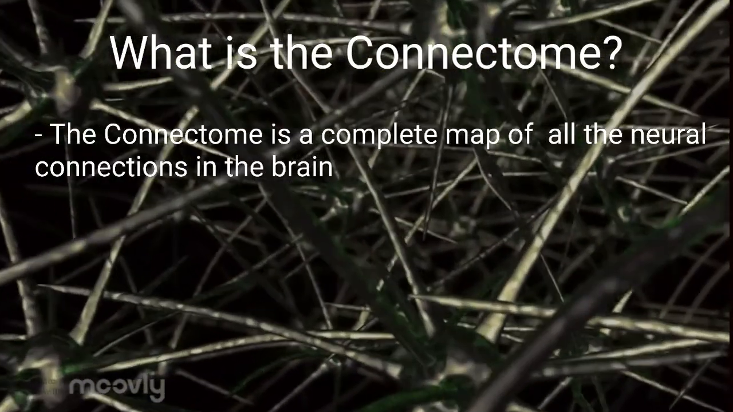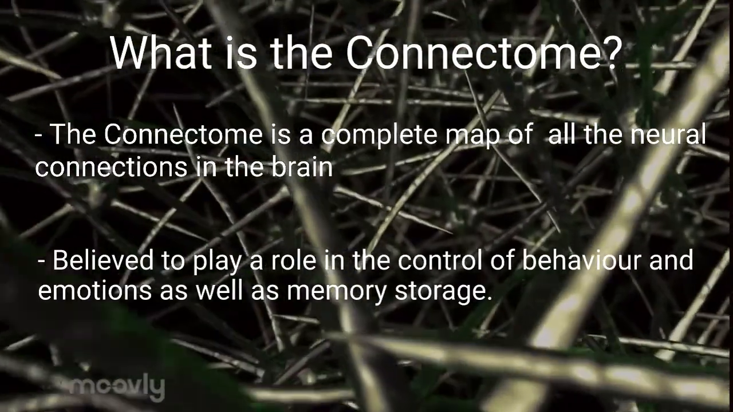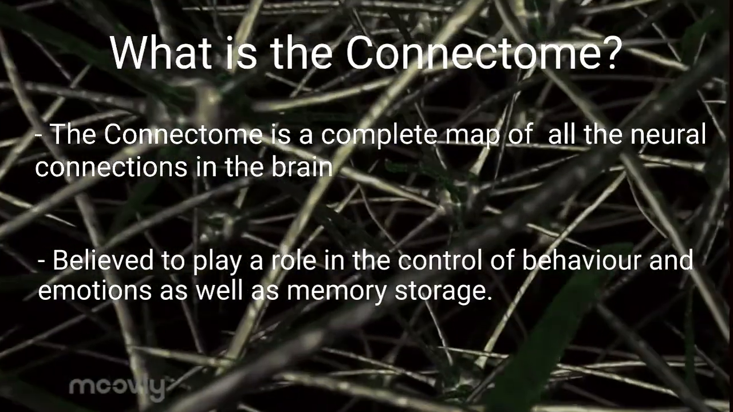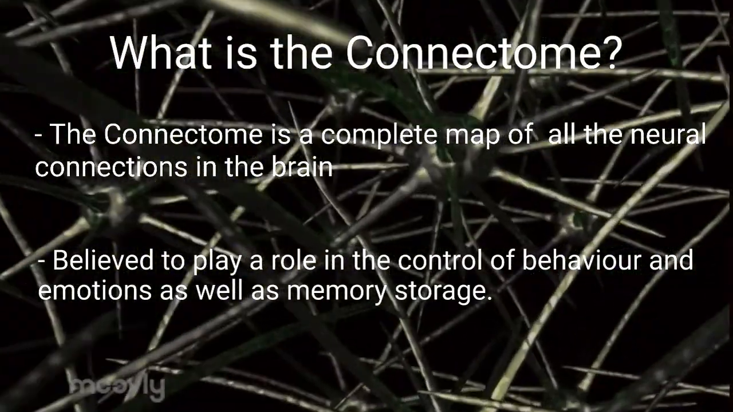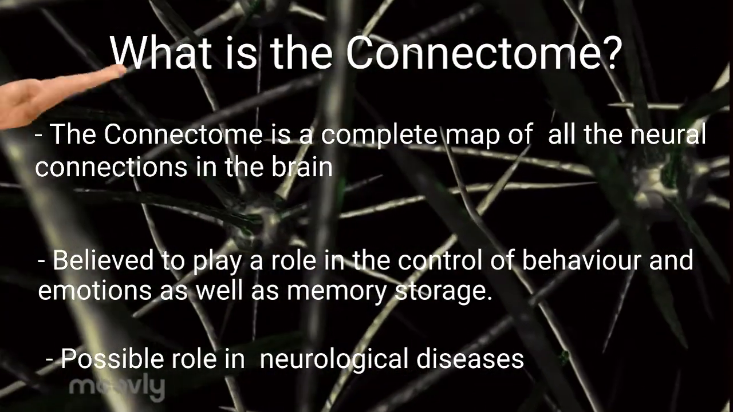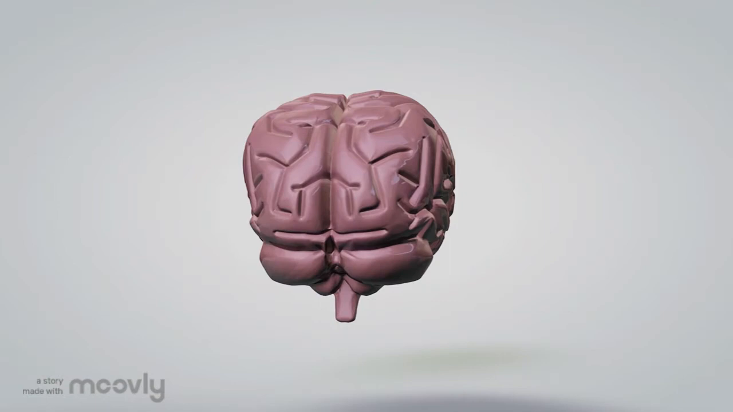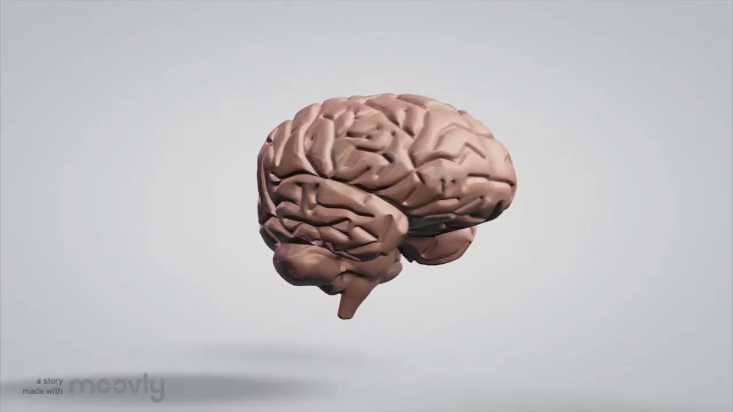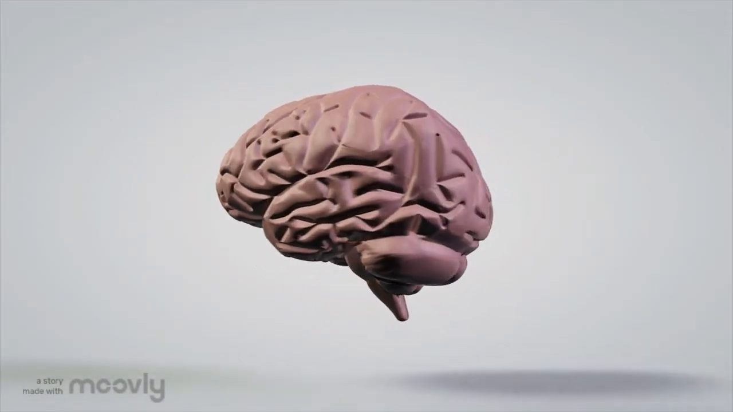The Connectome is a complete map of all the neural connections in the brain. These neural connections are believed to play a role in the control of human behaviours, abilities, memory, and even some diseases such as Alzheimer's disease. The ultimate goal is to have a comprehensive map of all the neurons and synapses within the brain, and it is hoped that this will provide revolutionary breakthroughs similar to those the Human Genome Project had for the field of genetics.